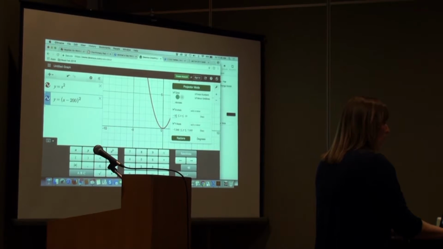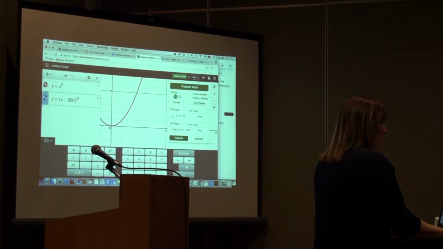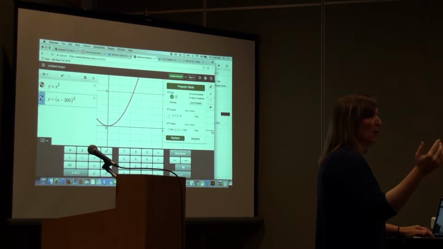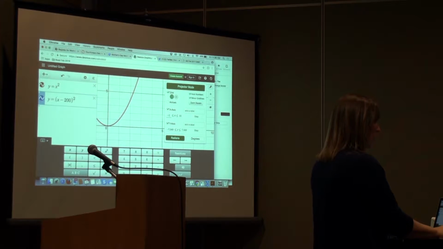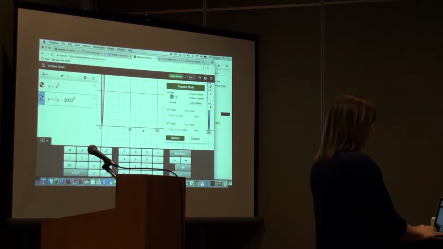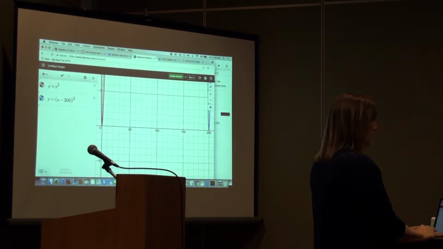How? I need to go to the right. How do I go to the right? What number do I change? The minimum or the maximum? So I could maybe stay at negative 10 if I wanted to, but I'm going to go over here to maybe 210. Hey, look at there. There's the first one, and get rid of that, and there's the second one.